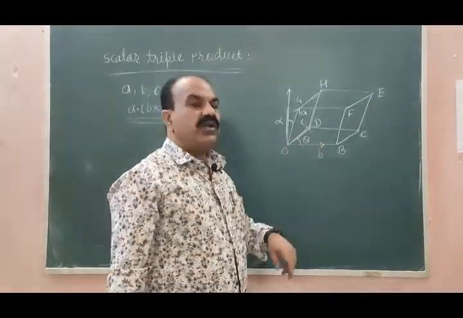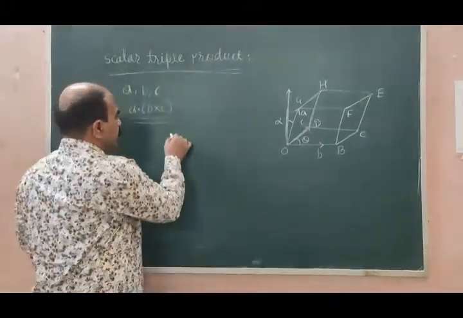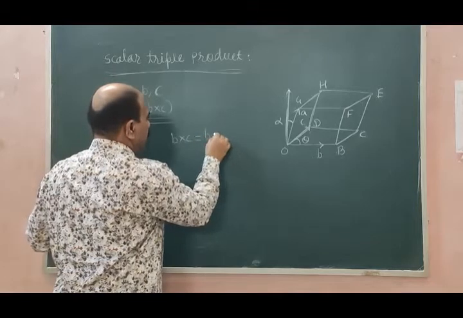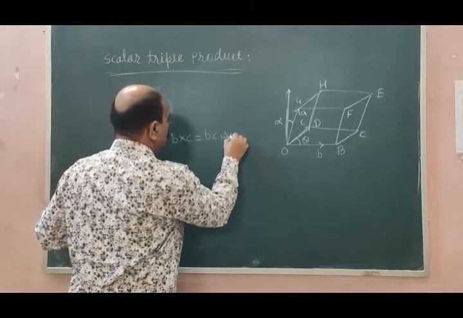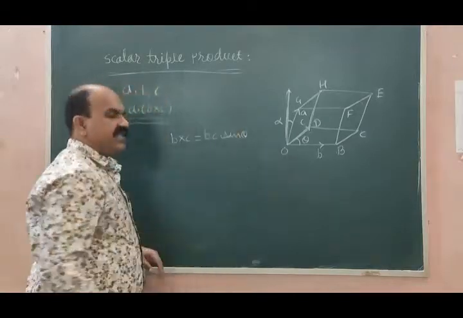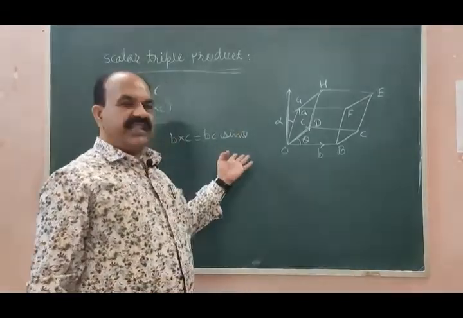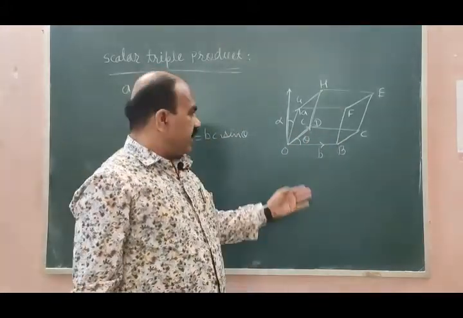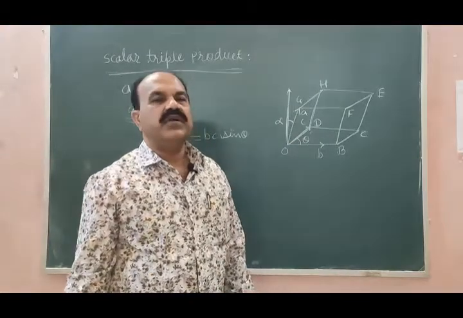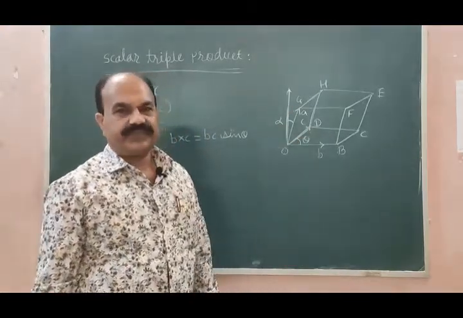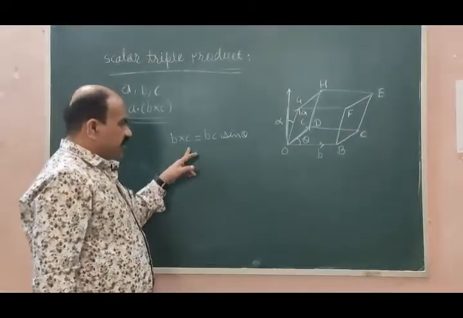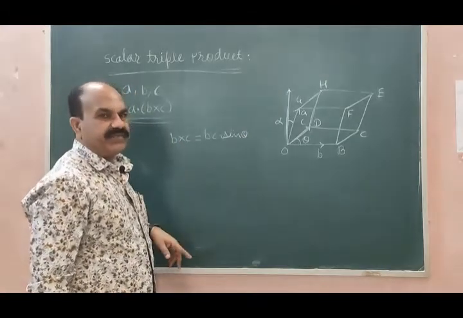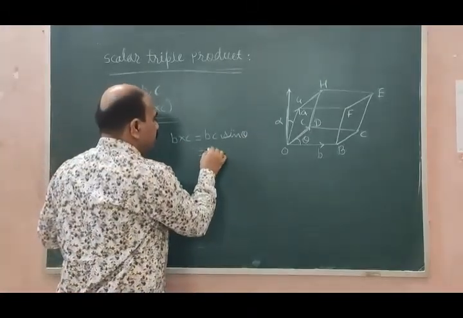If we take vector product of this, vector B cross vector C will be equal to BC sin theta. What is this BC sin theta? BC sin theta is area of this face, area of this base of parallelopiped OBCD. B cross C is a vector. This is the magnitude of vector product of B and C.